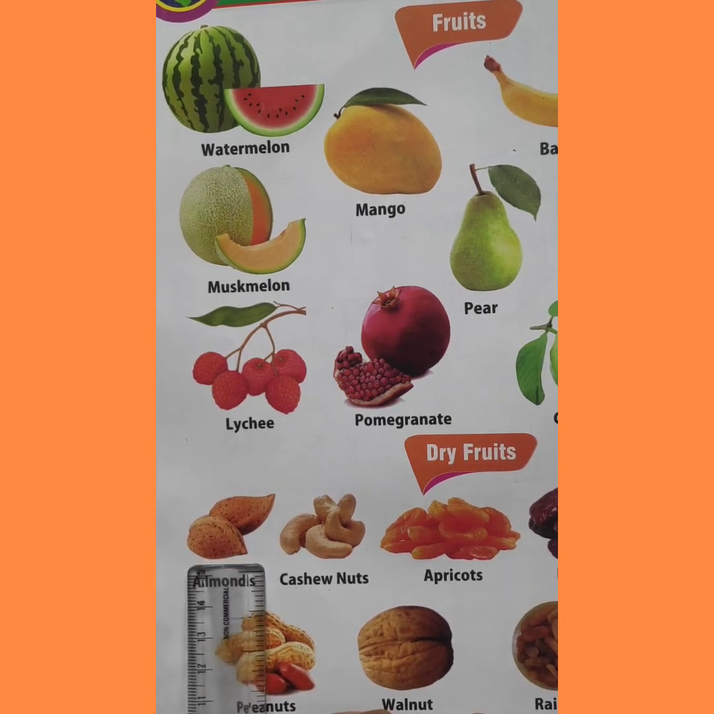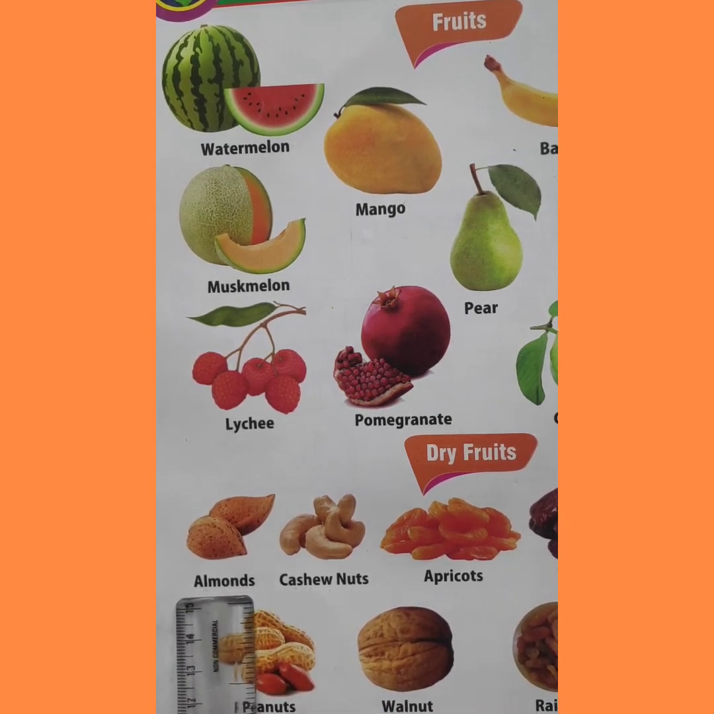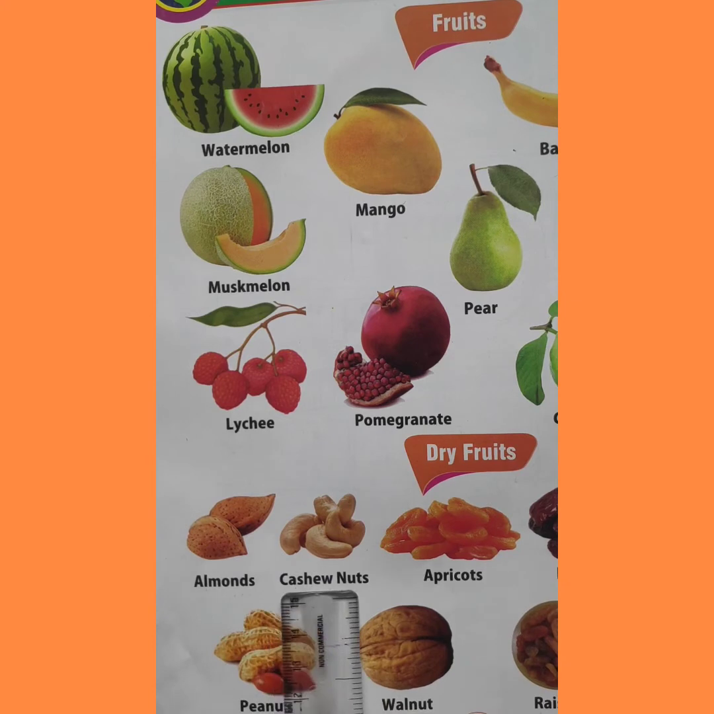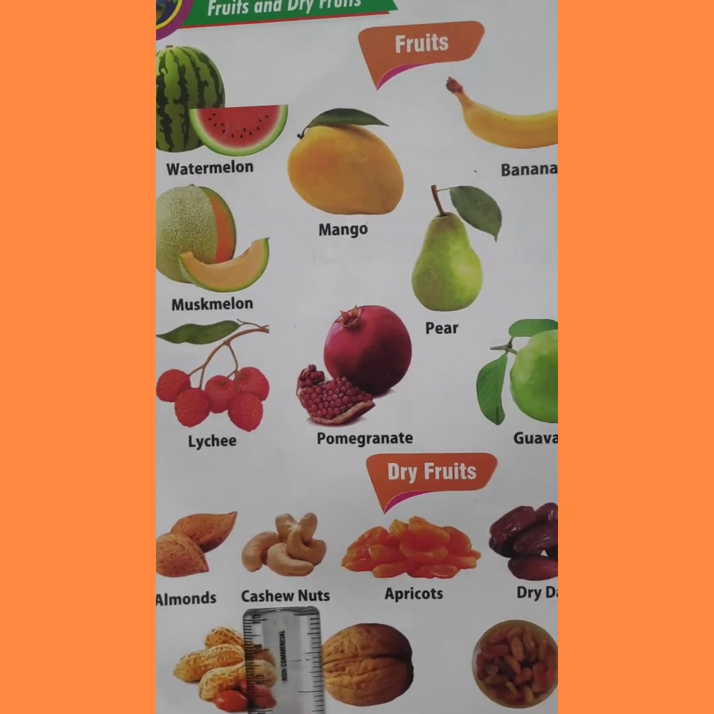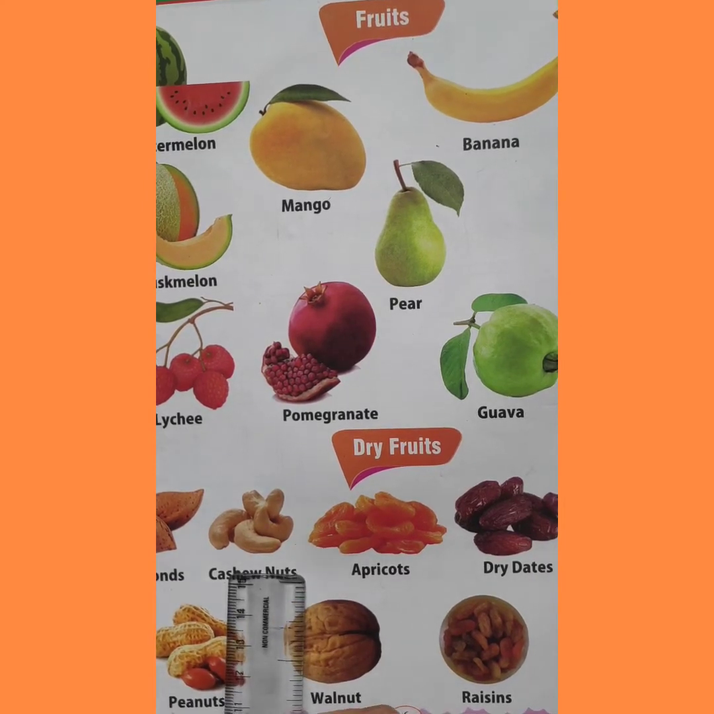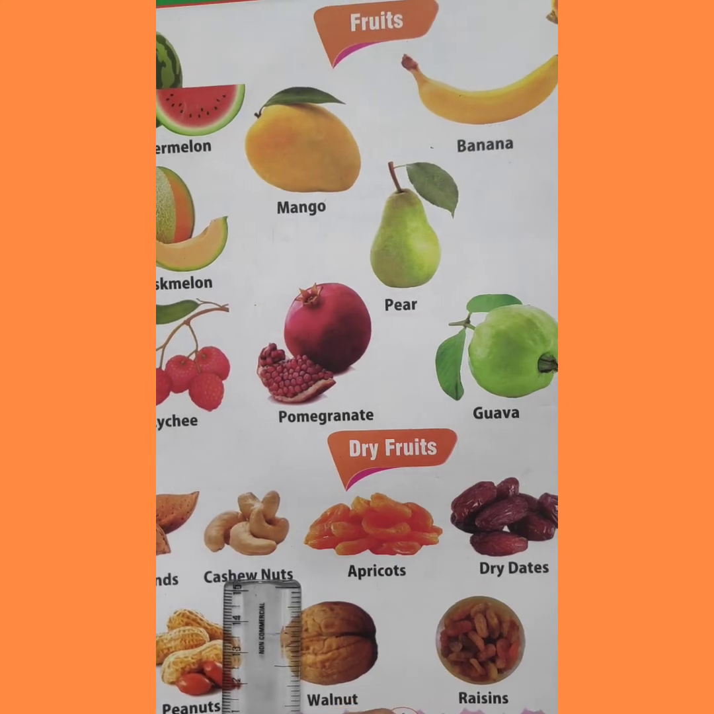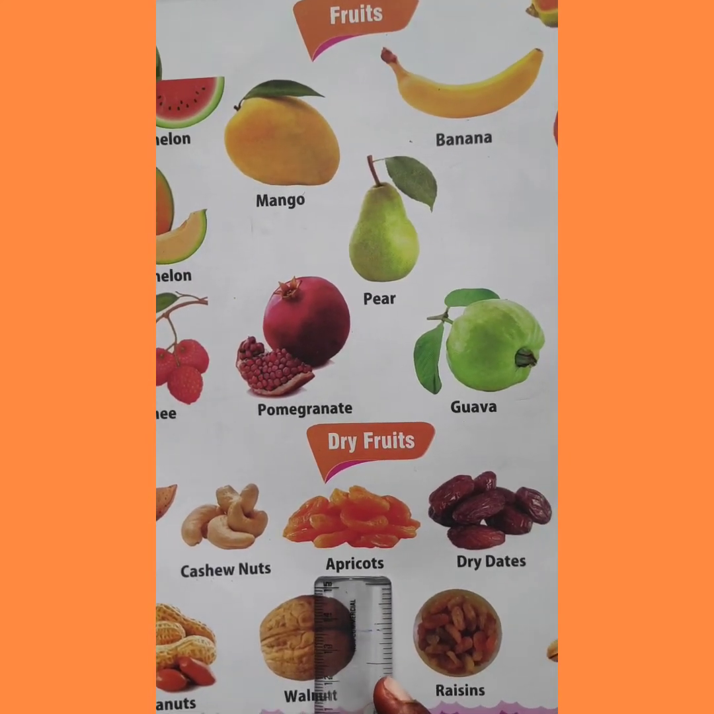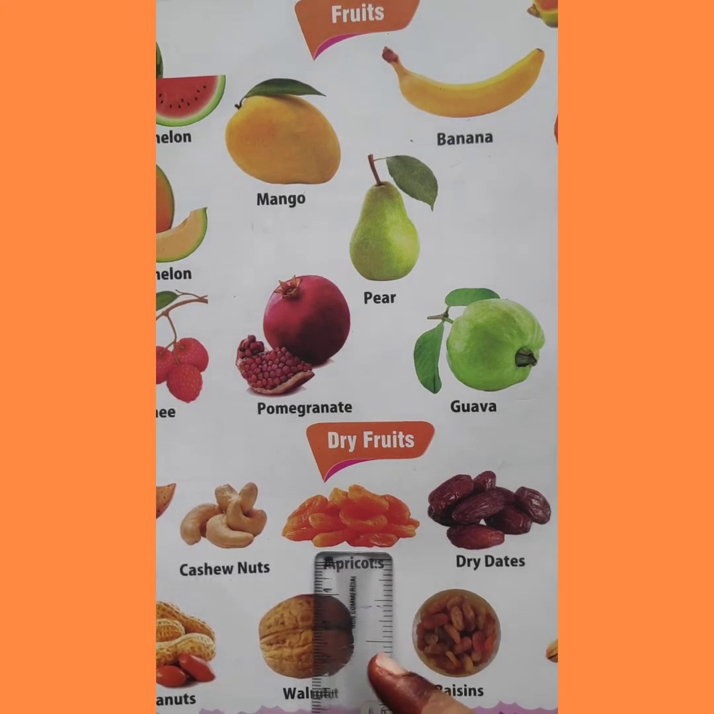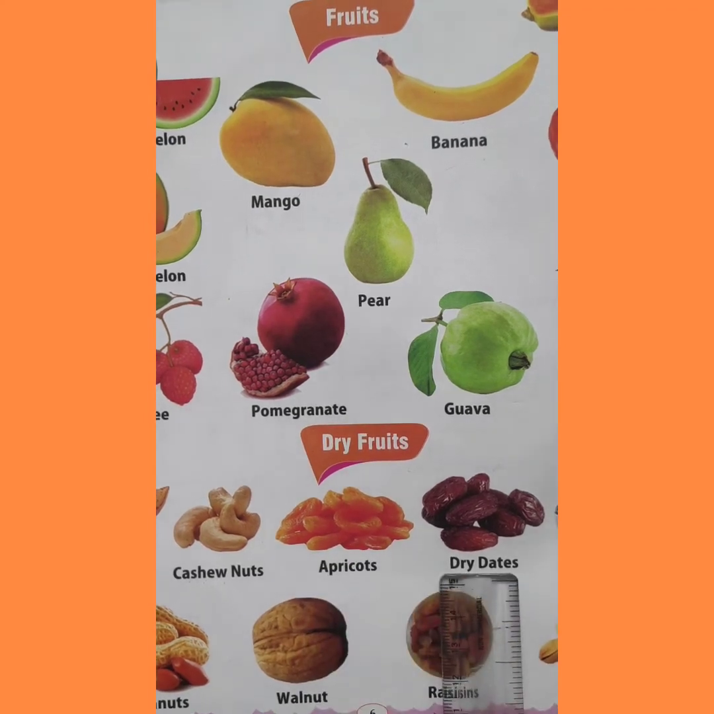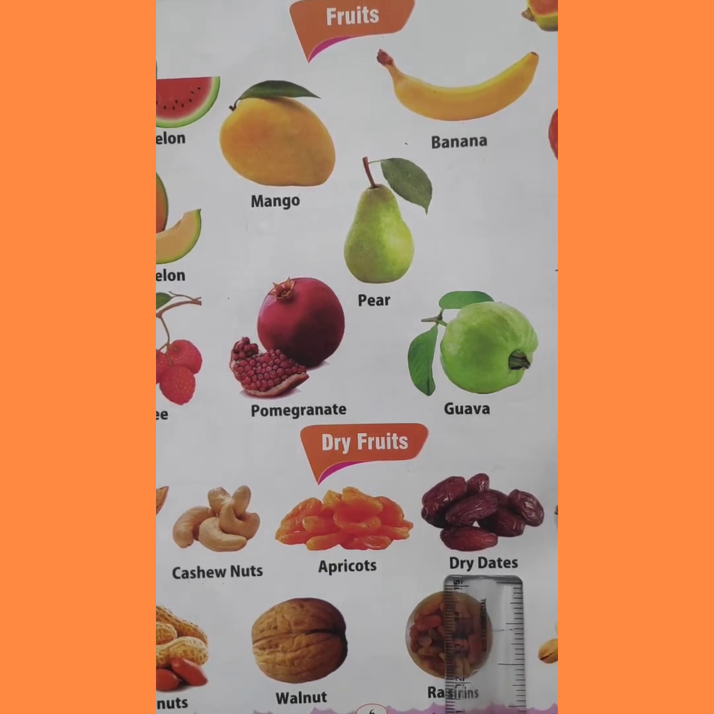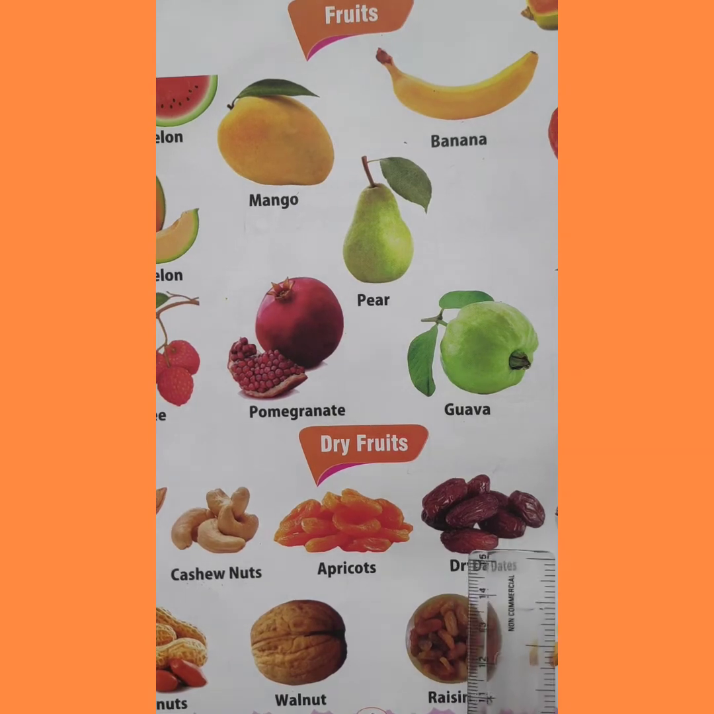This is almonds. Almonds means badam. Cashew nuts. Cashew nuts means kaju. Apricots. Apricots means sukhe khubani. Dry dates. Dry dates means khajur.